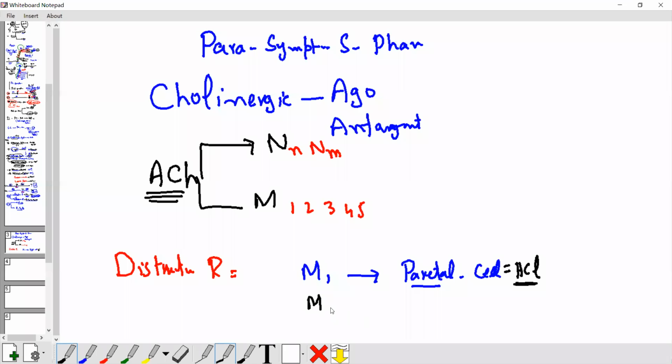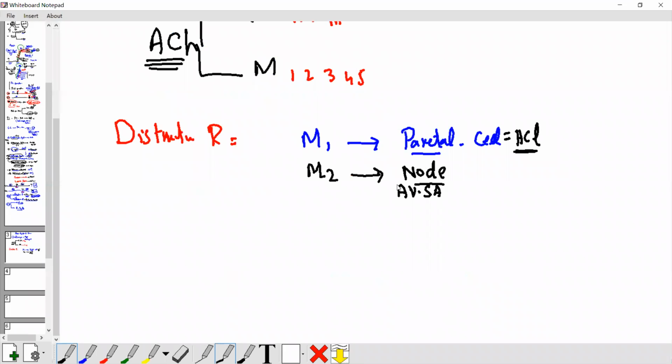M2 receptor. M2 receptor is present where? On the nodes of the heart, SA node and AV node. So M2 is present on the heart, on the nodes. On the nodes it does what? Heart rate decrease. It's parasympathetic. Later we'll talk about the function of the parasympathetic system.